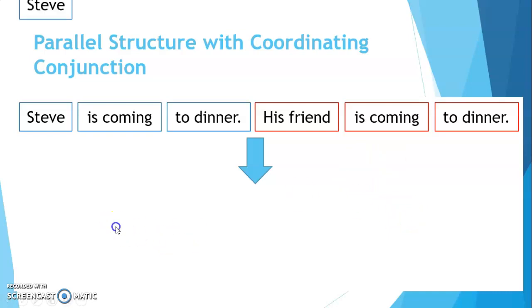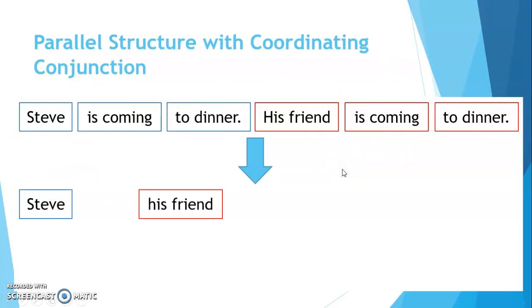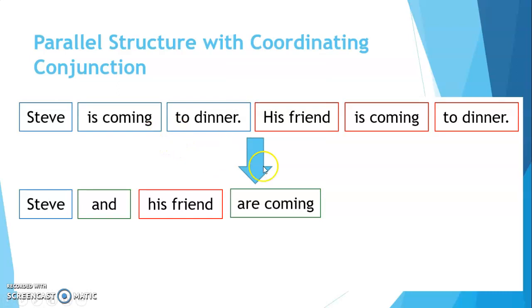Okay, so how should we combine them? Let's start with Steve. And the next part from this sentence is his friend. How should we combine these two? We will use and. Steve and his friend are coming because they are two people, so we will use are coming, not is coming anymore, to dinner. Steve and his friend are coming to dinner.